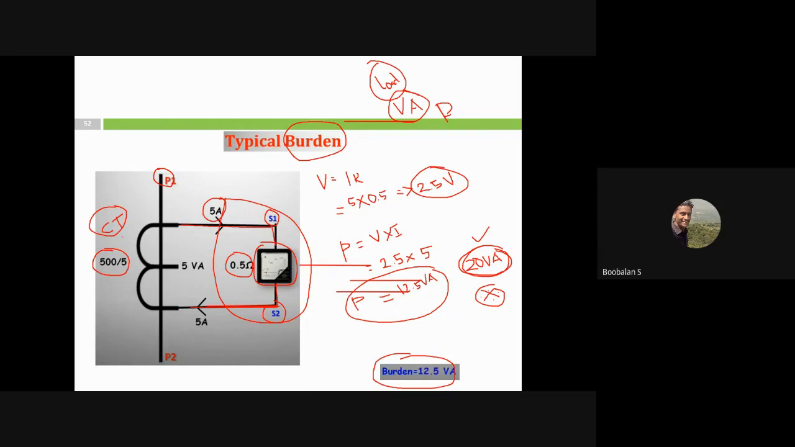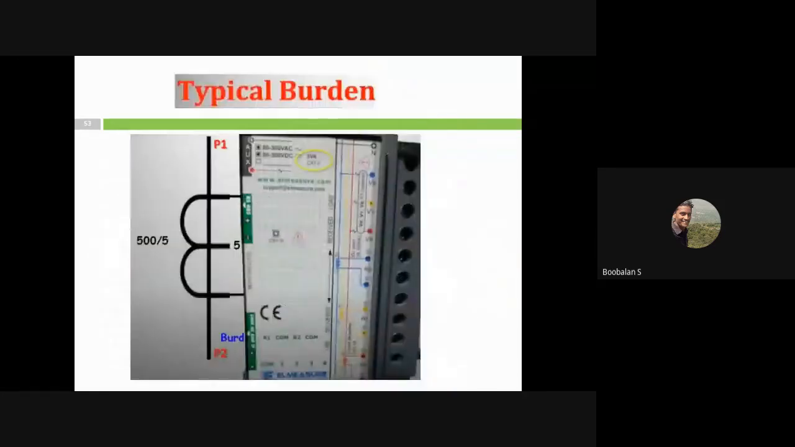If it is a turns basis of 500 by 5, this is a typical burden. And this is one more real hardware picture. While purchasing a CT in the market, it is already told that this CT has communication for RS 485, and we'll have an AC mains power supply for this CT. The CAN communication will be there, and RS 232 communication will be there, and we'll have auxiliary things, right?